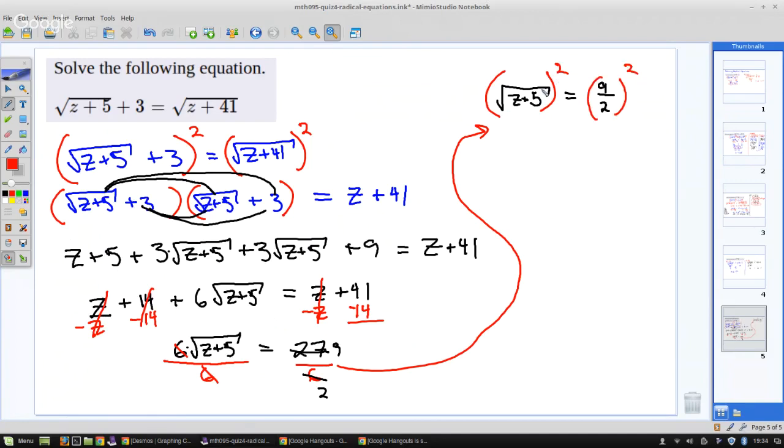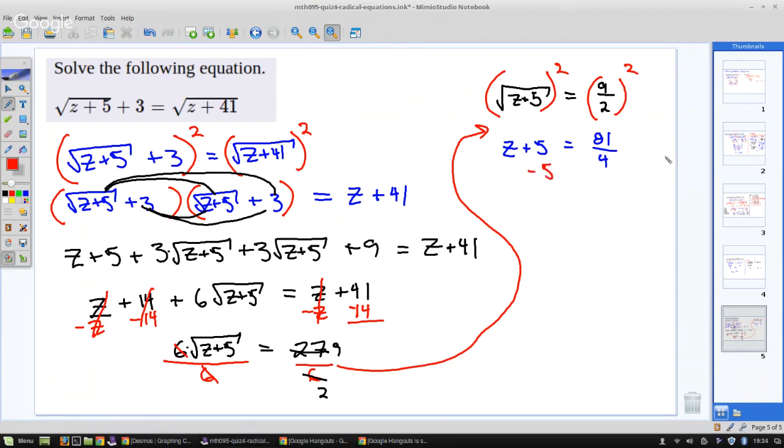So squaring a square root cancels the root. So now I have z plus 5 on the left. On the other side, I have to take 9 halves times 9 halves. 9 times 9 is 81. 2 times 2 is 4. And I don't recommend mixed numbers. Leave it improper. All right, moving on.